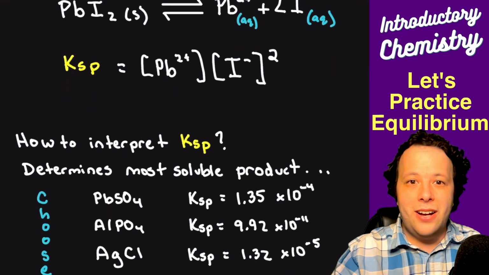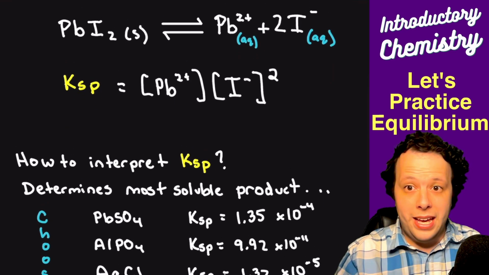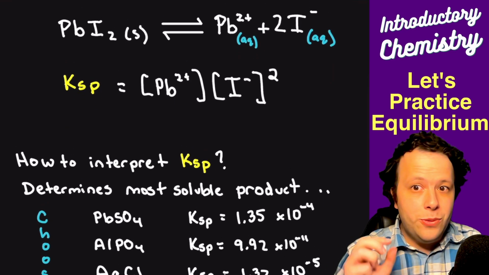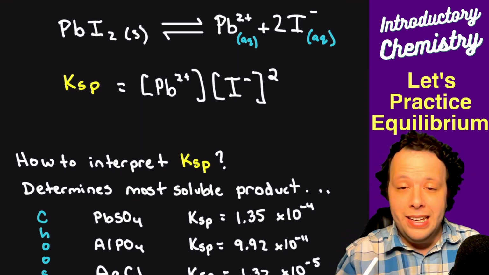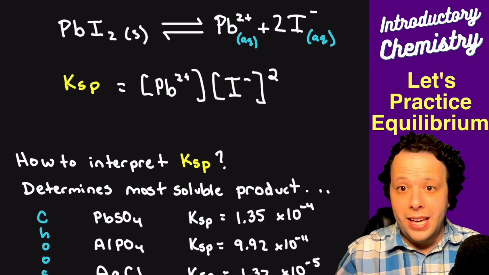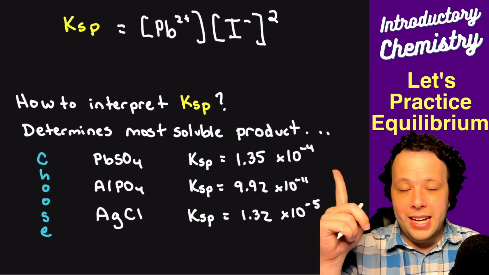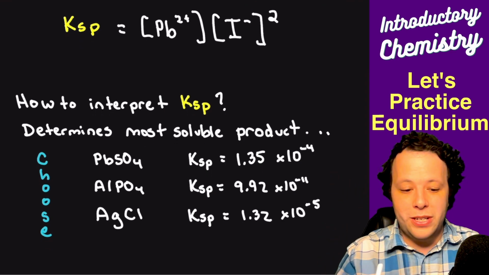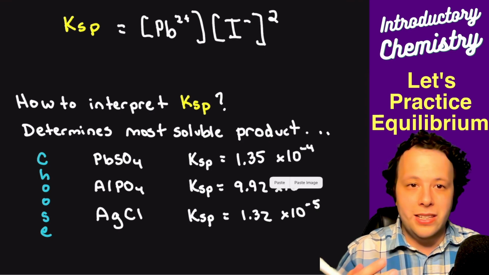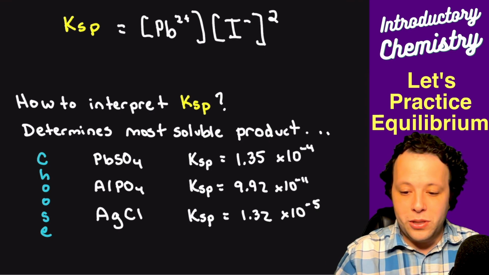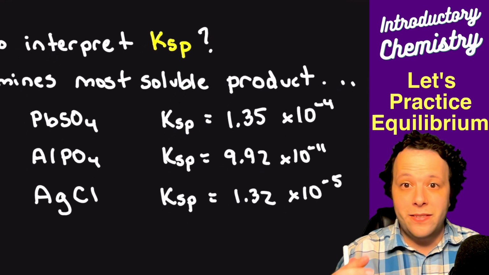Now the thing is, how do you interpret these different K values? What they're telling you is how soluble something is. So the bigger the K value, the more soluble. So let's say I had the Ksp for a bunch of different salts. So I have lead sulfate, aluminum phosphate, silver chloride, and then I have their respective Ks.